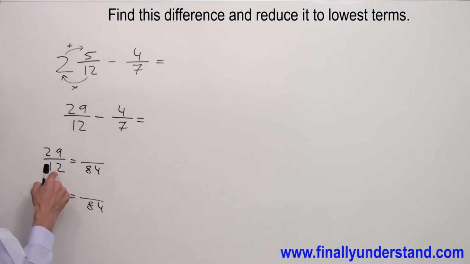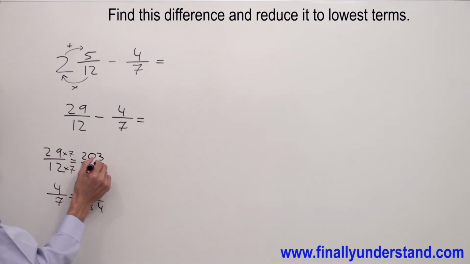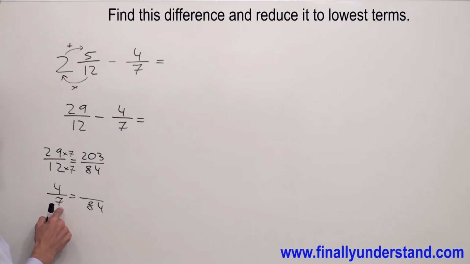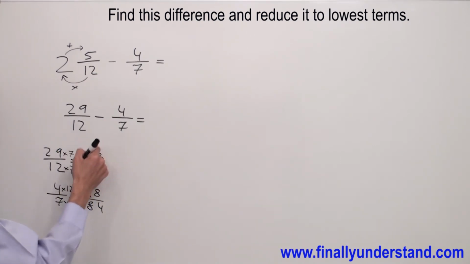Now the question is, by what number do I have to multiply 12 to get 84? I have to multiply by 7. Whatever I did in the denominator, I have to do also in the numerator. 29 times 7 is 203. By what number do I have to multiply 7 to get 84? I have to multiply by 12. Whatever I did in the denominator, I have to do also in the numerator. 4 times 12 is 48. Okay, I'm going to copy these equivalent fractions into my equation.